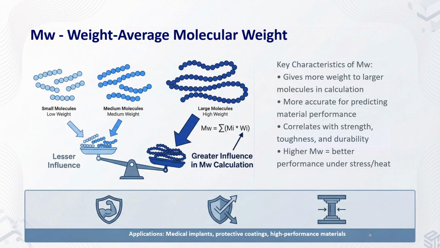MW, or weight average molecular weight, gives more importance to larger chains. Why does that matter? Because large molecules control material performance. MW correlates strongly with mechanical strength, heat resistance, and long-term durability. For applications like medical implants, coatings, or high-performance polymers, MW is often the most meaningful number.